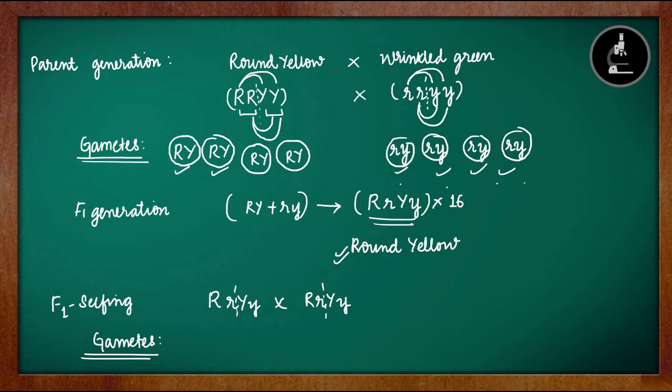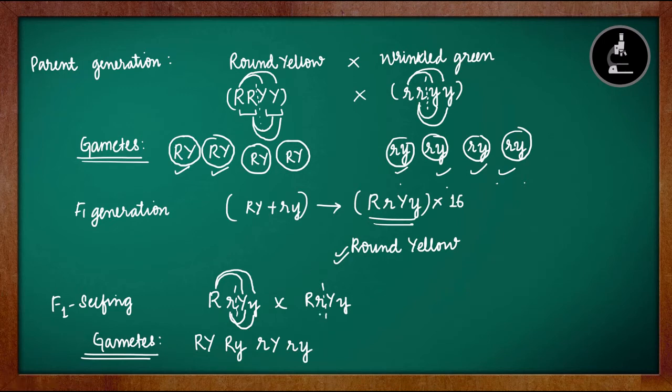So let us look at what will be the possibility of gametes. First case, maybe the first allele of this gene may go with the first allele of this gene, or it can also go with the second allele of this gene. So it can be capital R, capital Y or capital R, small y. So this is the first situation. Next, the second allele of this gene can go with the first allele of this gene or it can also go with the second allele of this gene. So small r, capital Y, small r, small y. So these are the possible gametes.